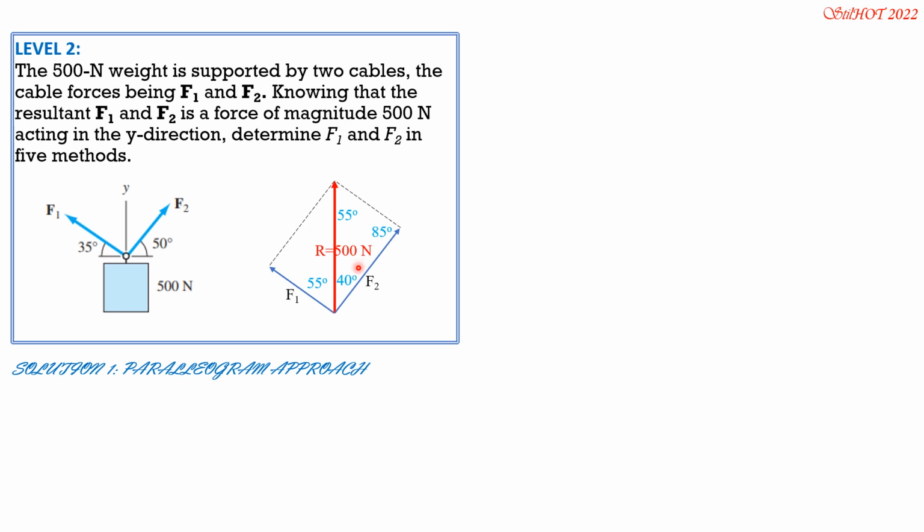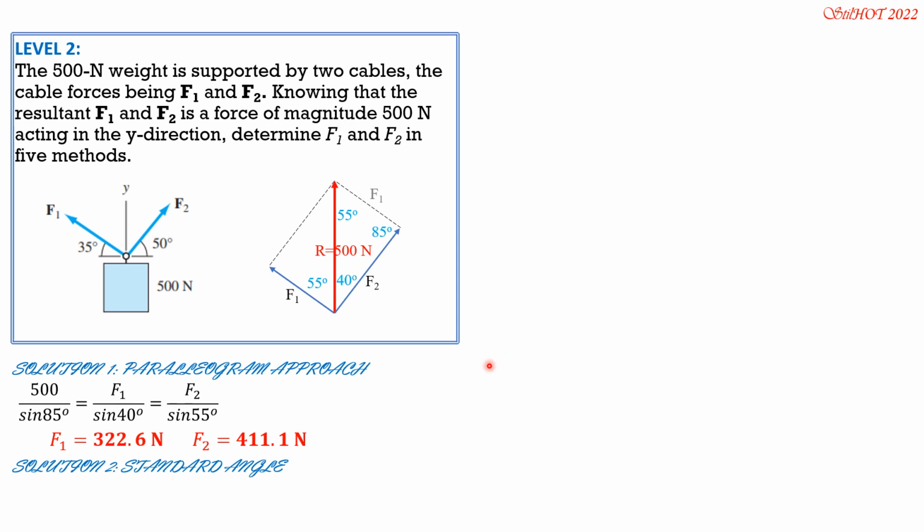So from here, we can compute the magnitudes of F1 and F2 by sine law. 500 over sine 85 equals F1 over sine 40 equals F2 over sine 55. So F1 is 500 sine 40 over sine 85, 322.6. F2 is 500 sine 55 over sine 85, so it is 411.1.